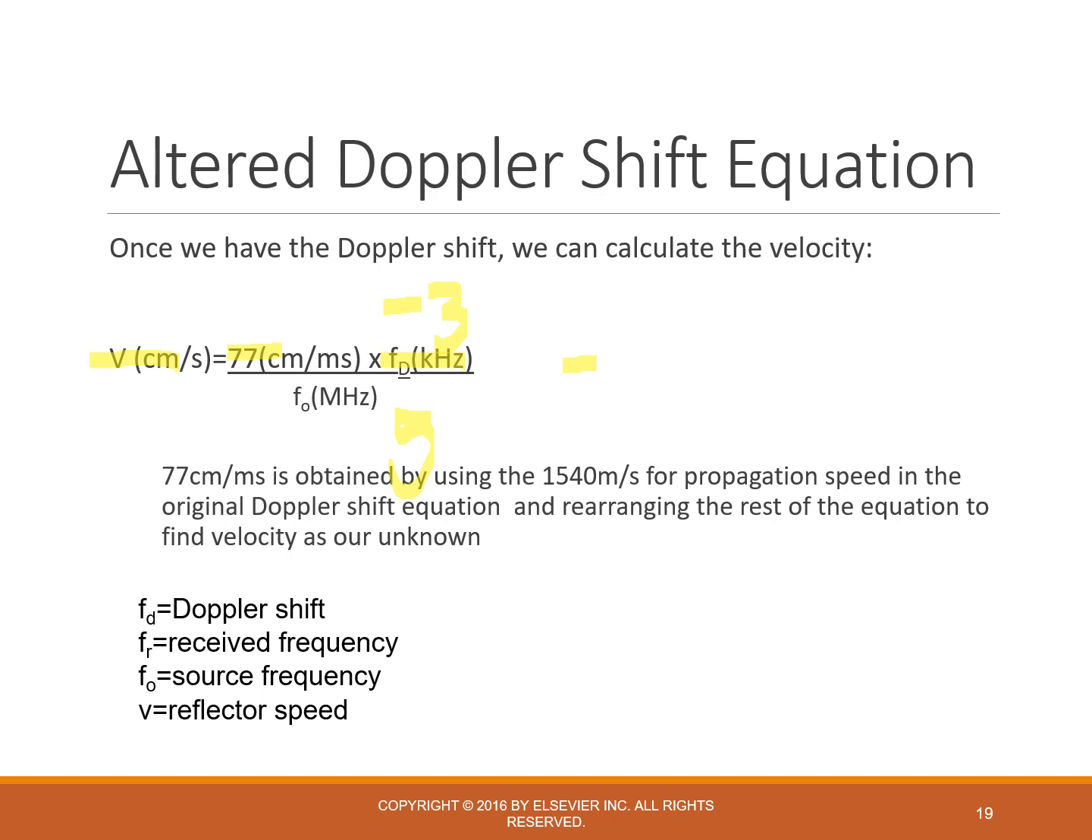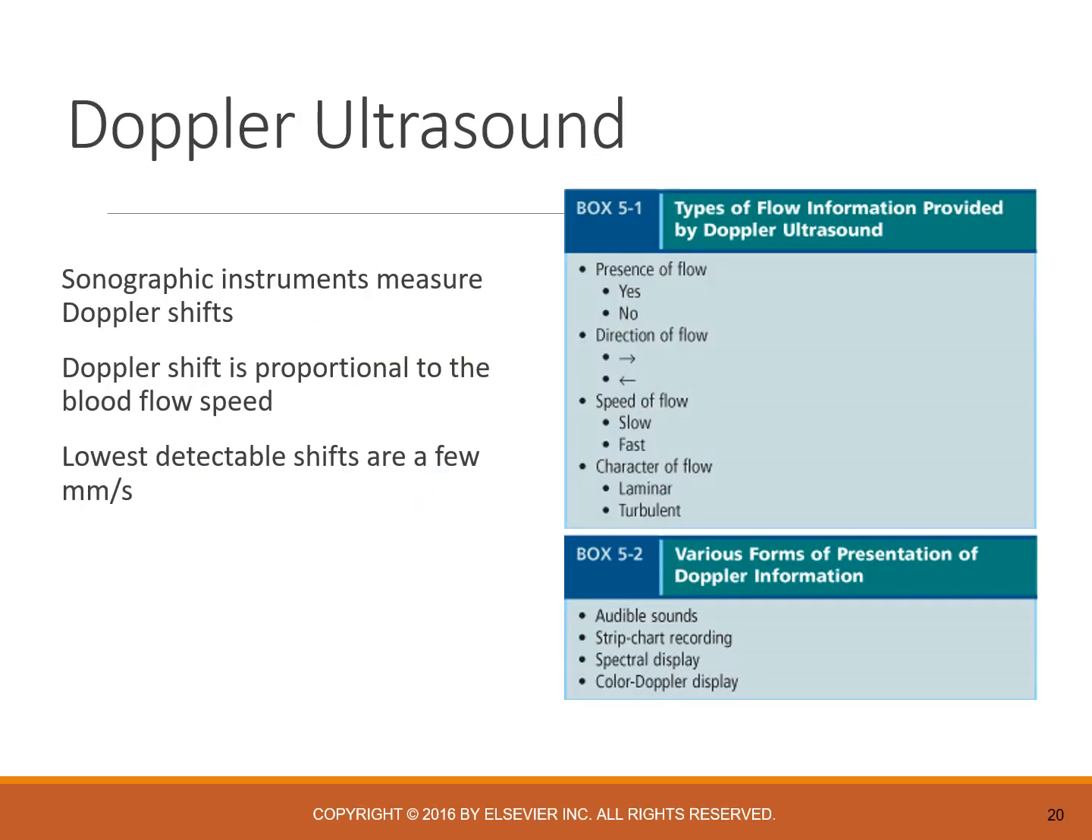Now, the place that they get this 77 centimeters per millisecond to plug into this equation, just in case you're interested, comes from the sound propagation speed through the body. So it's just a derivation from that value. Okay, so sonographic instruments measure Doppler shifts. Doppler shifts are then put into the calculations, and they allow us to determine velocities. Velocities help determine if there's any sort of changes in resistance or in area of vessels, which helps us determine what percentage of stenosis may be occurring in a vessel.